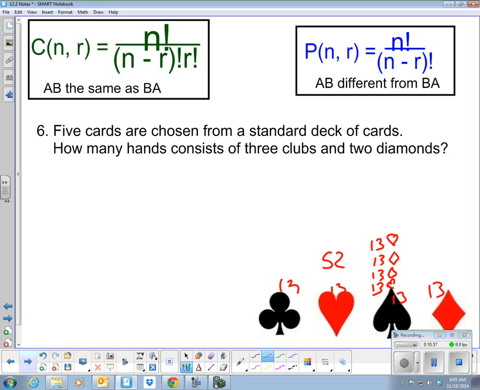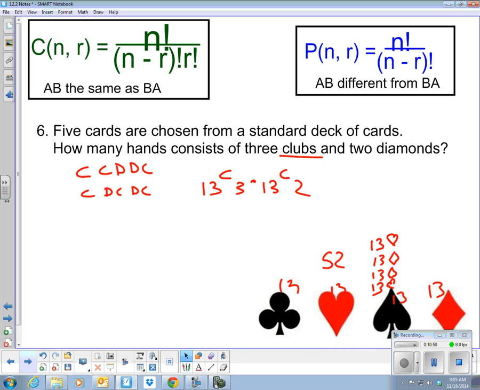So now, 3 clubs, 2 diamonds. Does it matter what order they come in? No. I could go club, club, diamond, diamond, club. I could go club, diamond, club, diamond, club. Doesn't matter. Here's what I was going to do. Out of 13 clubs, I want 3 of those, and out of diamonds, I want 2 of those. So that's all it's going to be. It's going to be 2 combinations multiplied together.